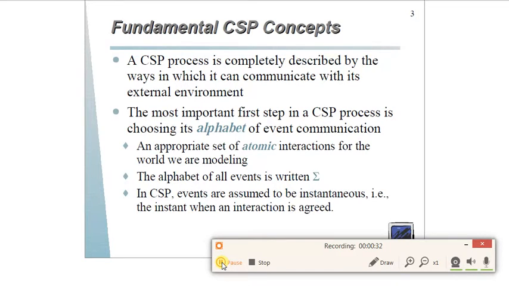Now a CSP process is completely described by the ways in which it communicates with the external environment. What I mean to say is that suppose there is a car, and there are specific events related to the car, like the steering, the engine, the doors, the music system. These are all events and the object is a car.